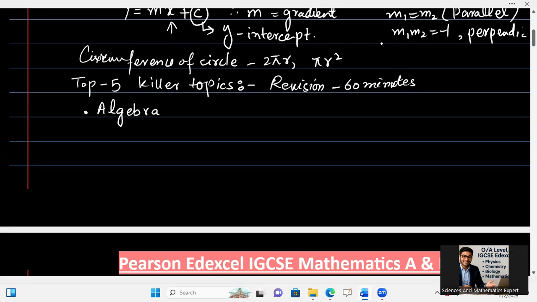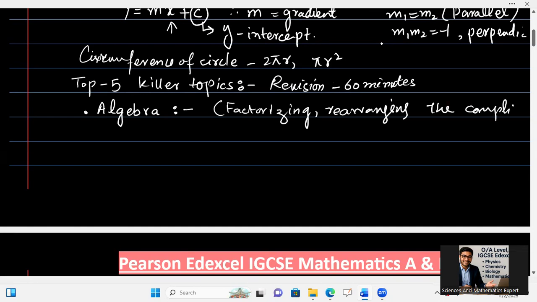First of all, if I talk about algebra, you should know about quadratic equations, by using factorization, by using the quadratic formula, and their solutions. Rearranging complicated formulas should be done for algebra. So you will go for factorizing, the quadratic formula, and rearranging the complicated formulas.